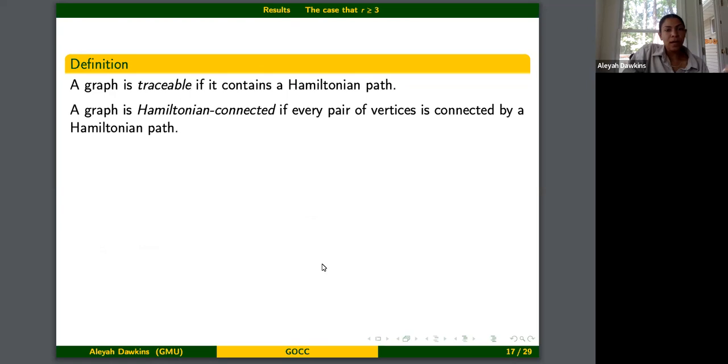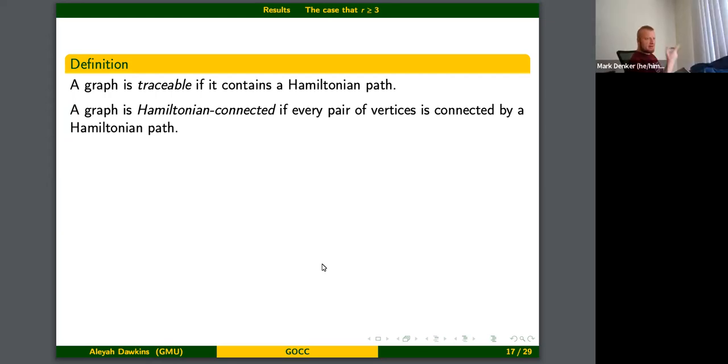So as I said before, I proved this very generally with that L value because different L values are going to correspond to different Hamiltonian-like properties. So when L is -1, it's going to correspond to traceability. And when L is 1, it's going to correspond to Hamiltonian connectedness, for instance. And those are the 2 I'm going to focus on right now.